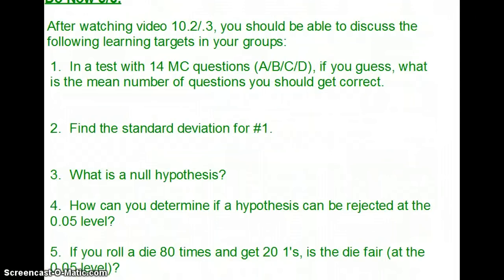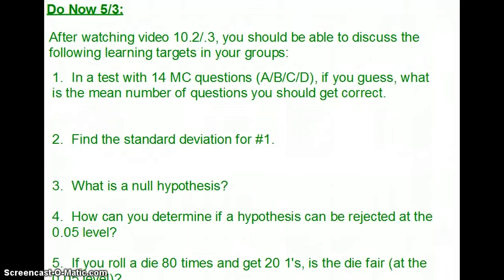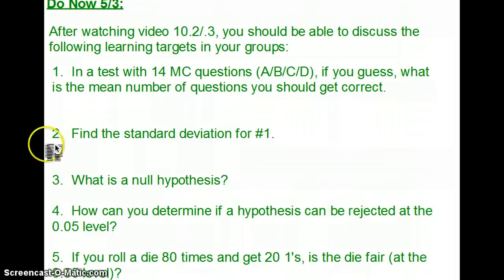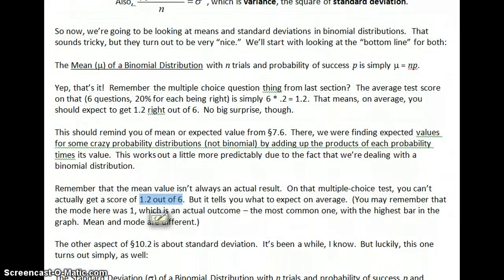Before I get to that, here's your question for the do now when I first see you after you've seen this video, and this is the kind of thing you're going to do. If you had a test with 14 multiple choice questions and you guess, what's the mean number of questions you should get correct? Before this, we would give the distribution, like the 10-1 stuff, and show what's the mode test score you'd receive and how the other possible test scores would compare to that. Now we're actually talking about what's the actual average.